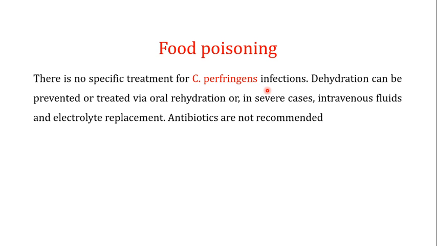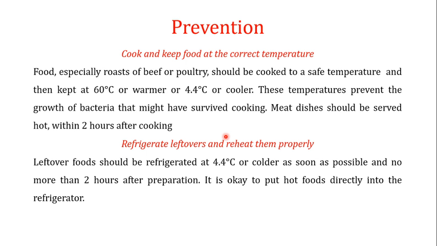Now dehydration can be prevented or treated via oral rehydration. As I've told you, there is death of the epithelial cells, so there is diarrhea and loss of electrolytes. So the dehydration can be treated via oral rehydration, or in severe cases, intravenous fluid and electrolyte replacement should be followed. Antibiotics are usually not recommended in case of food poisoning caused by Perfringens, because it is the toxin that is causing the disease and not the organism itself. So antibiotics are not usually recommended in case of food poisoning caused by Clostridium perfringens.